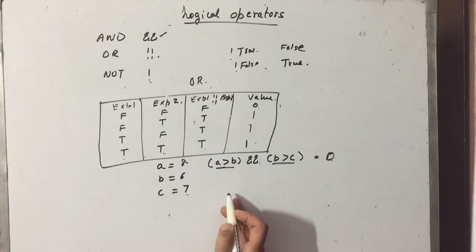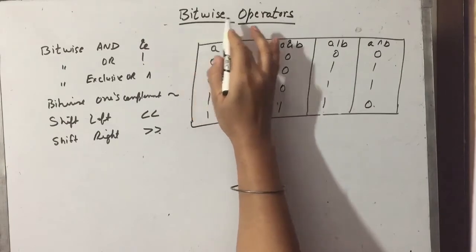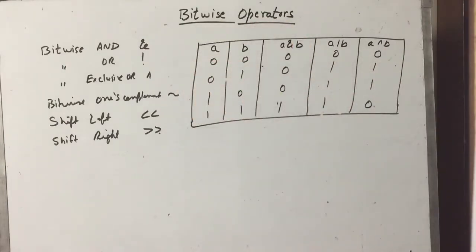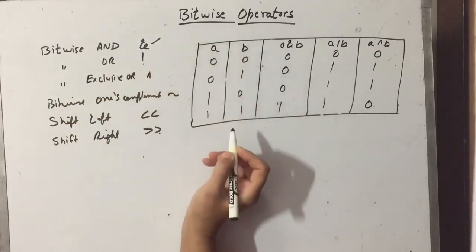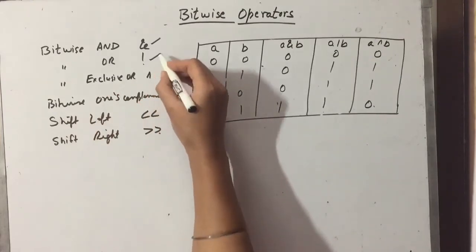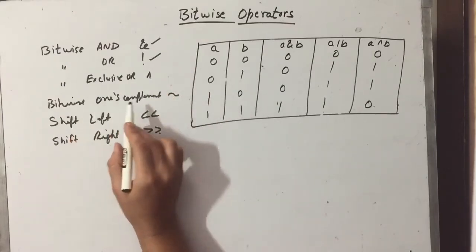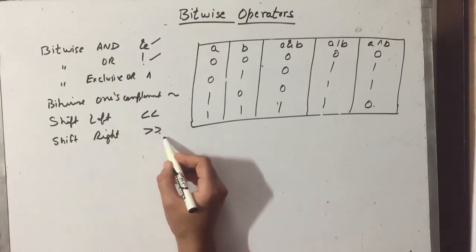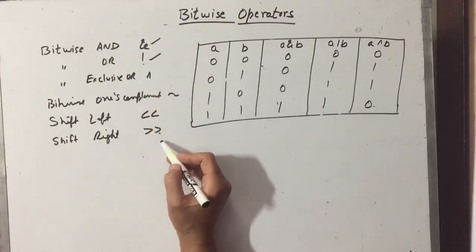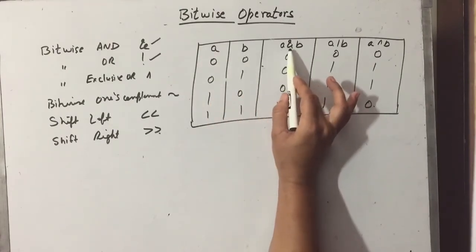Okay, and after this, now let us move on to the next type of operators, that is bitwise operators. In our C programming we have so many bitwise operators. So bitwise AND, symbolized by ampersand sign, bitwise OR, exclamation sign, and bitwise exclusive OR by a caret sign, bitwise ones complement, tilde sign, shift left and shift right. Okay, so six bitwise operators, and I've made a table here, A, B, A and B.